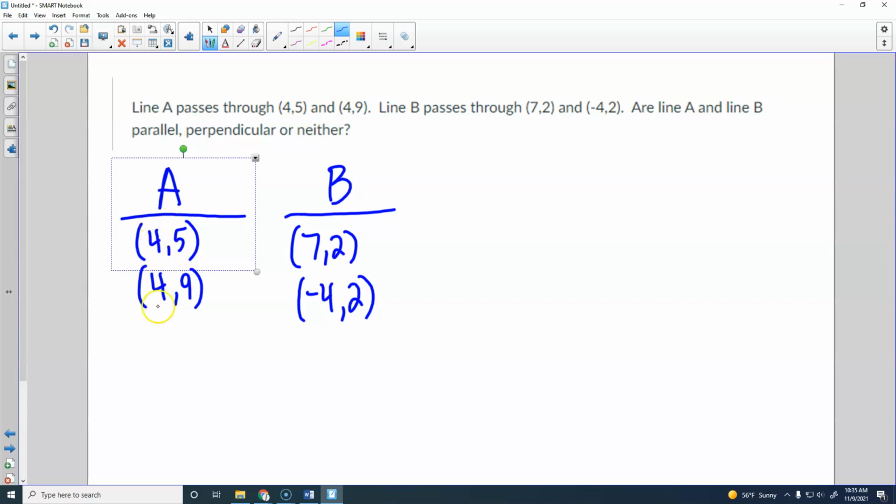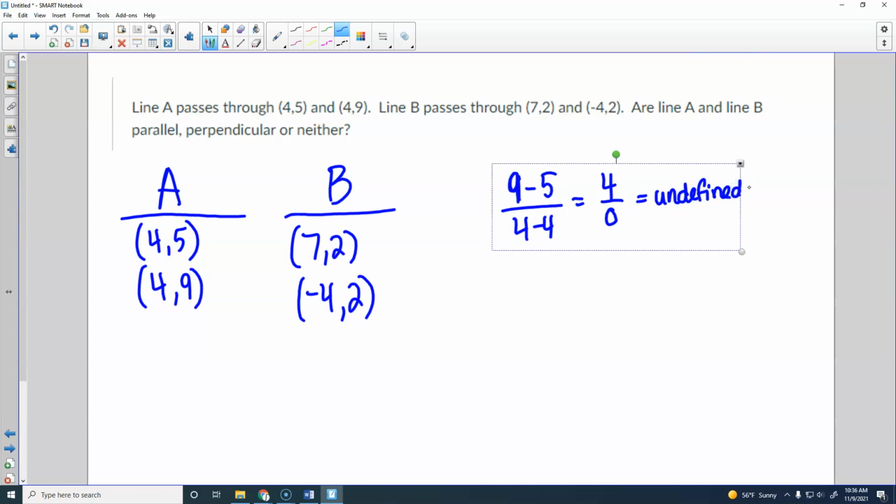This one, the x's are the same, so it's vertical. This one is horizontal, so you can do that. If you do slope, which is what you would normally do, (9 minus 5) over (4 minus 4) is going to give you 4 over 0 for your slope here. That is undefined. What does an undefined line look like? Vertical, right? So this is a vertical line.